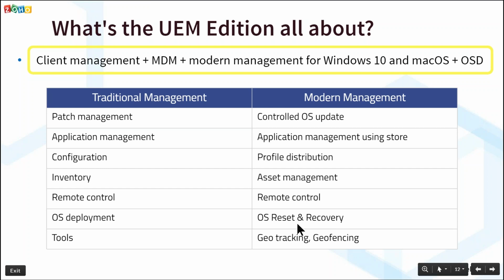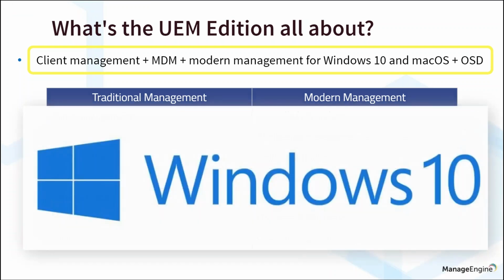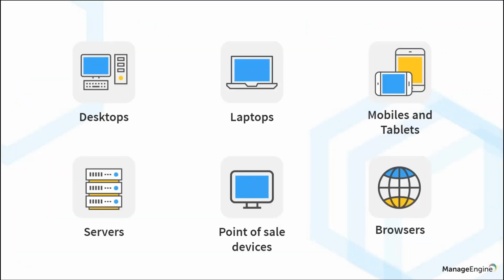when I say modern operating system, Windows 10. It's a classic example in which we can manage both traditional and modern management. Desktop Central can manage both the worlds, traditional and modern, from a single console. Hence, with Desktop Central Unified Endpoint Management, you will be able to manage desktops, laptops, mobile phones and tablets, servers, point-of-sale devices, and browsers. All this from a single console.